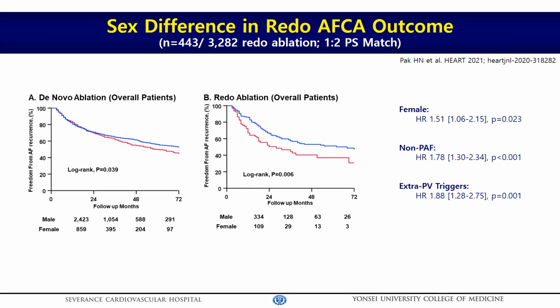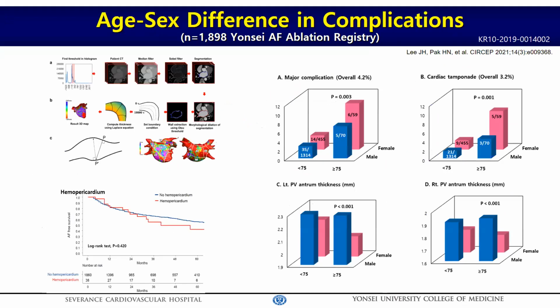And in this study, we proved the sex difference of rhythm outcome after Redo procedures. Consistent with the de novo procedure, women show a worse rhythm outcome after repeat procedures. In the Cox regression analysis, worse rhythm outcome of Redo procedure was independently associated with women, non-paroxysmal type AF, and extra PV triggers. So women and extra PV triggers are poor prognostic factors together after catheter ablation, but antiarrhythmic drugs may play some supplementary roles in this patient group.